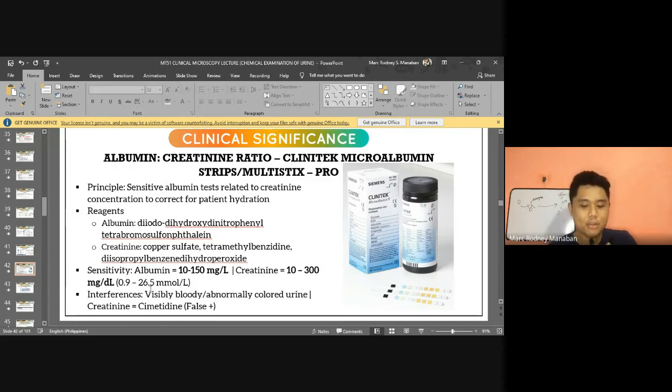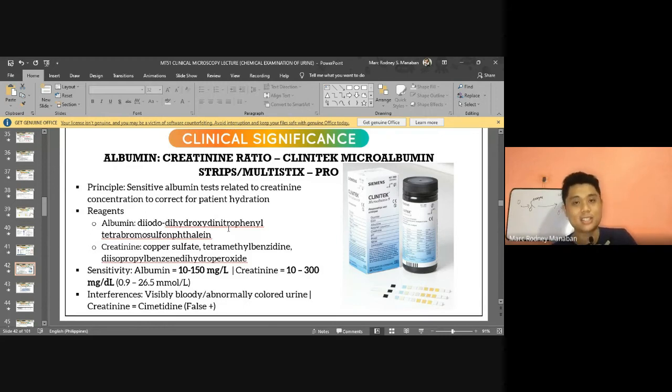So what happens is, the creatinine found in the urine will bind to copper sulfate to produce the copper creatinine complex. And this copper creatinine complex, same as the principle in your blood, has pseudoperoxidase activity, it will catalyze the reaction of the peroxide. And what happens is your chromogen, which is tetramethylbenzidine, is oxidized, which then produces the color.